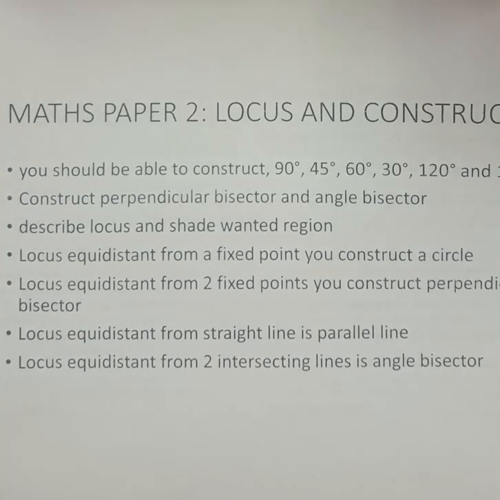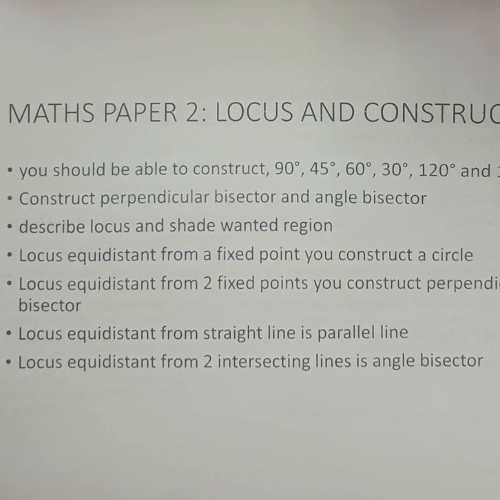So after you are done with your section B, you move on to section A and you draw your locus in construction. It is going to be carrying 11 to 13 marks, and you need to be able to take all the marks. When it comes to locus in construction, you should be able to construct 90 degrees, 45, 60, 30, 120, 135, and also 150 degrees. You need to be able to construct perpendicular bisector and angle bisector to describe locus and shade the wanted region.